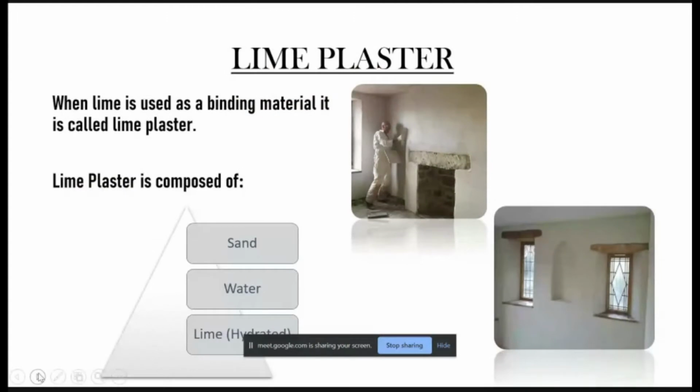Lime plaster. When lime is used as a binding material, it is called lime plaster. Lime plaster is composed of the ingredients sand, water, and hydrated lime. It is a mixture of these three.